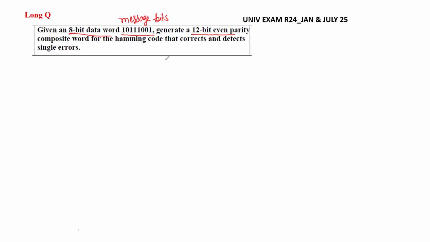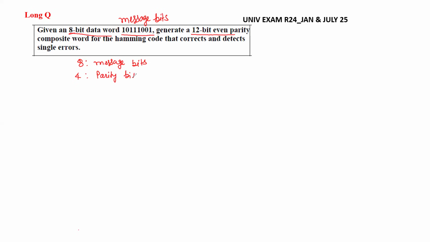They are not asking that you do the detection and correction also, but how we are going to correct and how we are going to detect, that we need to explain. So 8 are the message bits, and they are asking here how many bits should we have? 12 bits. So that means 4 will be the what we call parity bits.